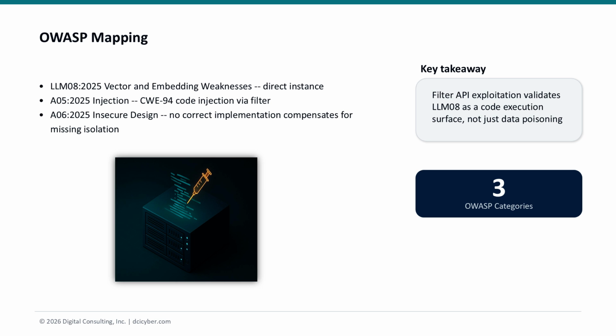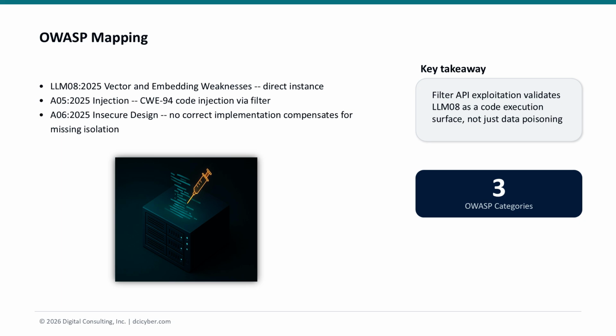First, LLM-08 2025, Vector and Embedding Weaknesses. CVE-2026-26030 is a direct LLM-08 instance. The exploit targets the vector store's filter API, bypassing the model entirely. If your LLM-08 threat modeling has addressed data poisoning, but not the filter API as a code execution surface, add that to your next architecture review.